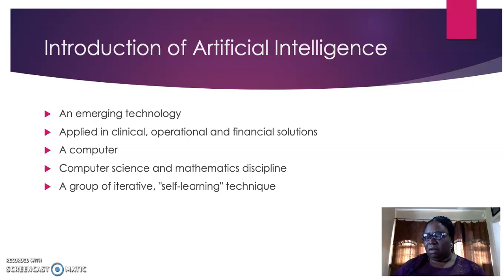Cabello and Lane in 2019 described artificial intelligence in general terms as a computer system that performs tasks that require human-like intelligence. It includes computer science and mathematics disciplines. It was also described as a group of self-learning techniques that discover information from data.